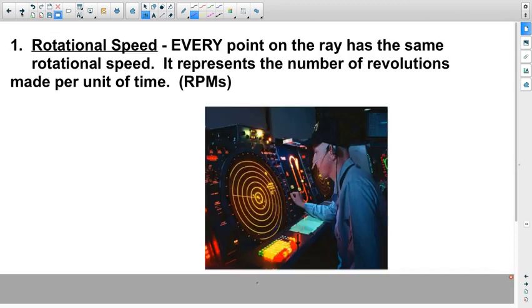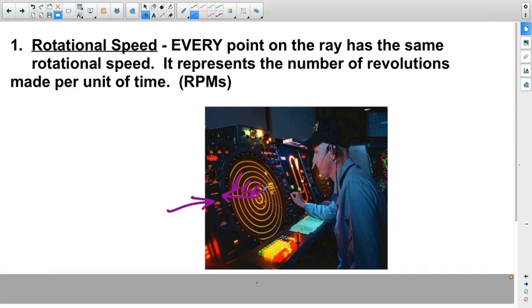So like I said, we are just going to be gathering some of the key information here. You'll want to jot this down. The first thing we're going to talk about is rotational speed. Rotational speed is just how often it goes around every minute or some unit of time. I have a picture here of an air traffic controller, and you can see it has this ray that's going around and around and around, okay?